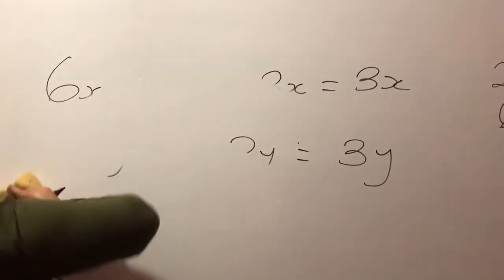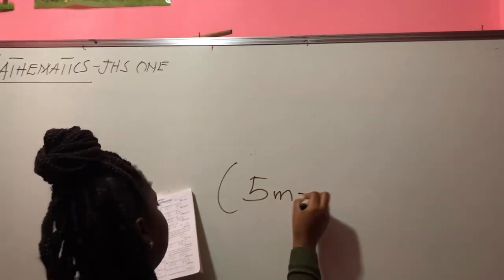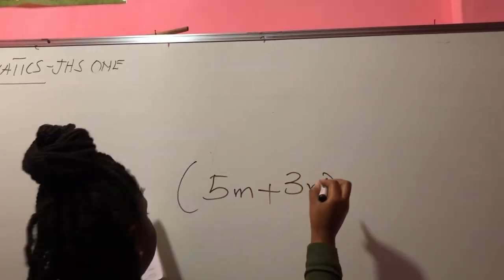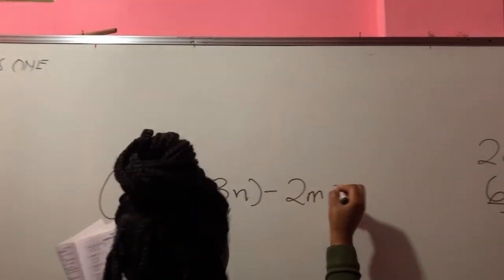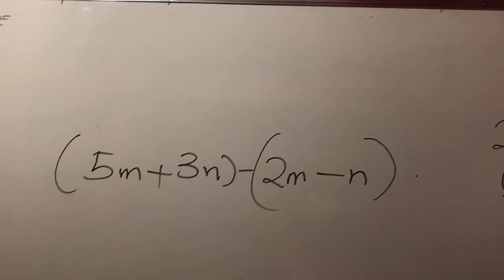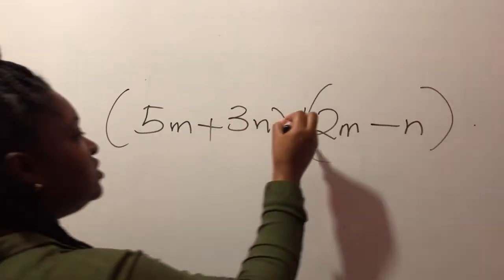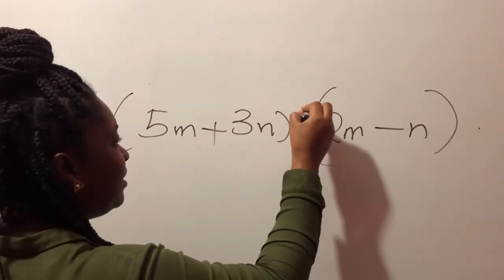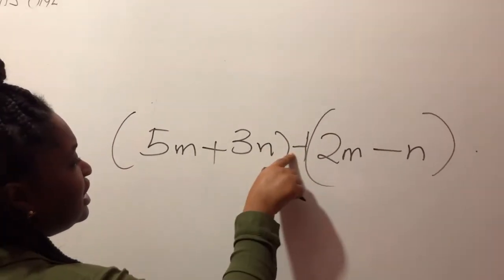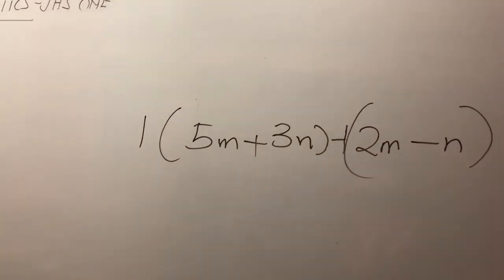Because of time, I'm taking my last but one question. The last but one question says this. So you have, in bracket, 5m plus 3n, minus, in bracket, 2m minus n. Now, remember that there is no number here. So since there isn't a number here, the number in front of the bracket is 1. So it is -1 that is going to open this bracket, and this place, the invisible 1 will open the bracket.